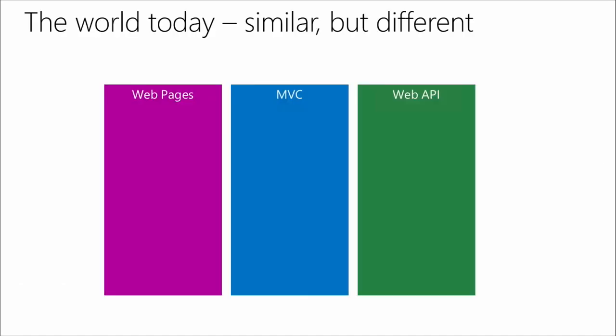So the world today, if we look at MVC, Web API, and web pages, they're kind of like silos. They're 3 separate technologies, and they don't really share very much. Web pages and MVC do actually share a common view format. They share Razor as the syntax that you use to write your views. But beyond that, they don't share anything else. Their HTML helpers, for example, are completely different.